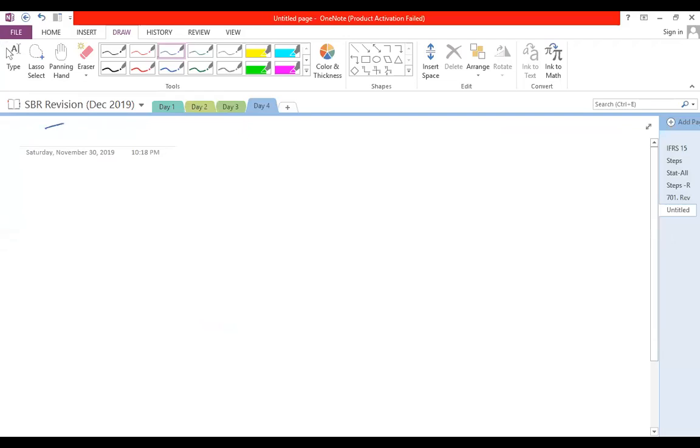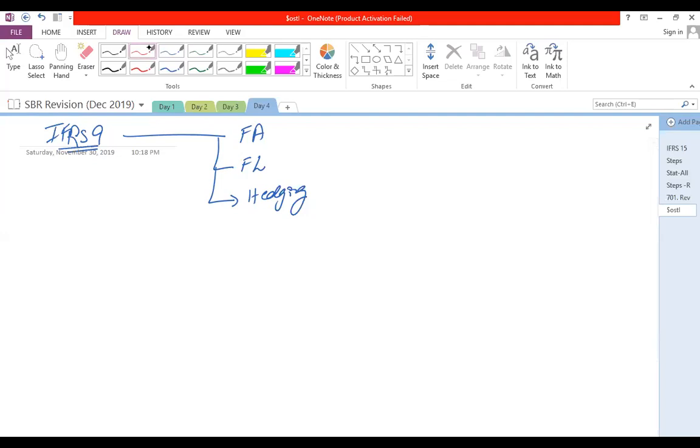Okay, so now let's talk about IFRS 9. When we talk about IFRS 9, this mainly has three areas: financial assets, financial liabilities, and the third area is hedging. Now, hedging is the area which comparatively more people find to be difficult. So we will be having the remaining session on the area of hedging, because that is the difficult one.